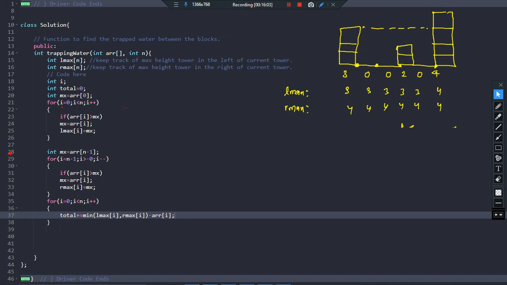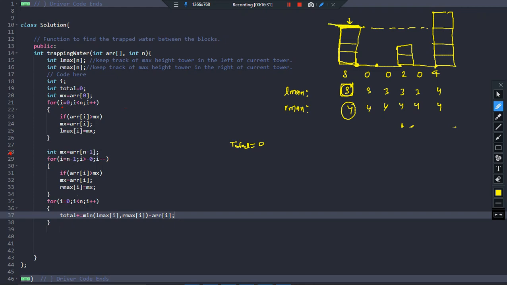You see the working. Initially total is 0, so total equal to 0. Right now I am here. What is the maximum height tower in the left? 3, right? What is the maximum tower in the right? 4, right? What is the minimum of these two? The minimum of these two is 3, which means that the water level height that can be used here is 3. You can store only up to this height, 3.